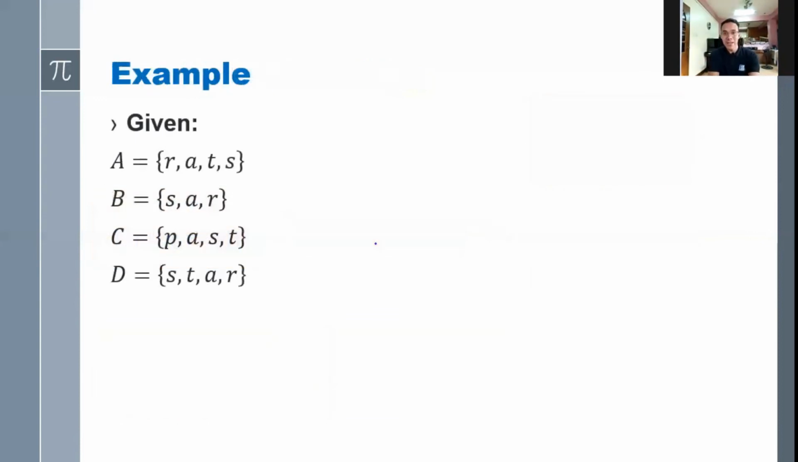Let's have our final example. Given the following sets, A, B, C, and D. Set A has 4 elements. Therefore, I can say that the cardinality of A is 4. Set B has 3 elements. Therefore, the cardinality of B is 3. Set C has 4 elements. Therefore, the cardinality of C is 4. Set D has 4 elements. Therefore, the cardinality of D is 4.